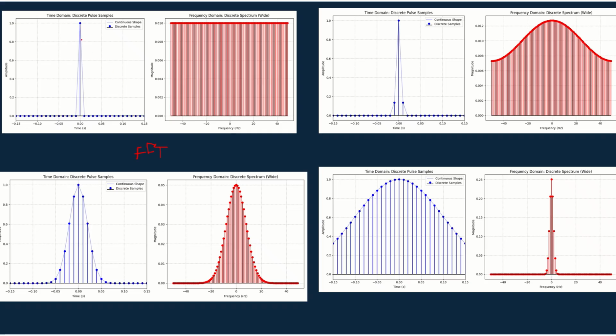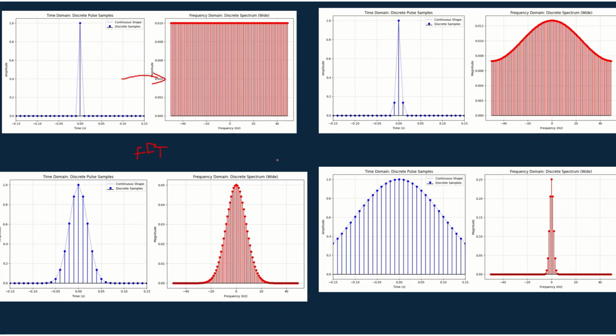Here you can see that we have a very narrow pulse in the time domain. If we convert that into the frequency domain, you can see that it consists of lots of frequency components from -50 to 50 hertz. The negative part appears because when we take the FFT, we also get information about negative frequencies, which is why the axis extends into the negative side. So with a very narrow pulse in the time domain, you can see lots of components in the frequency domain.